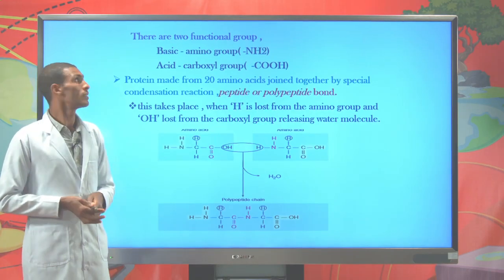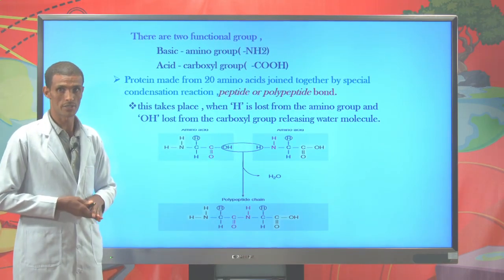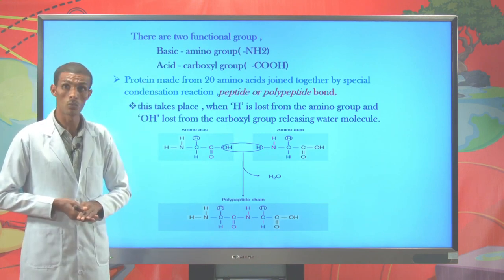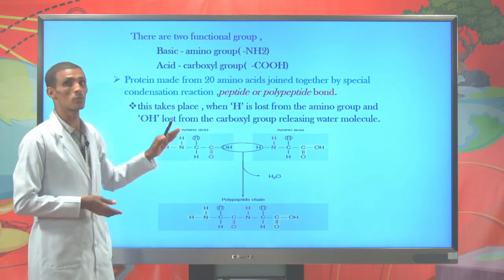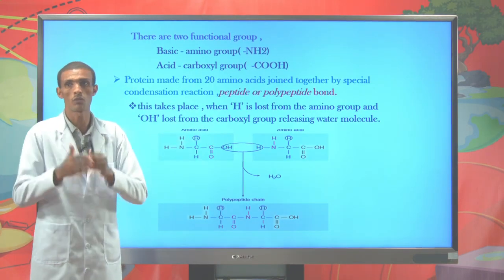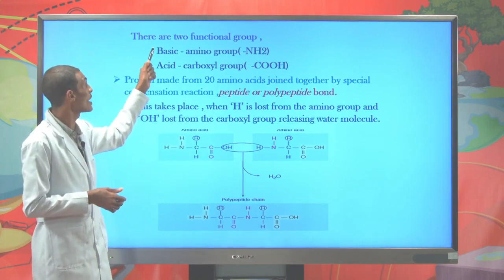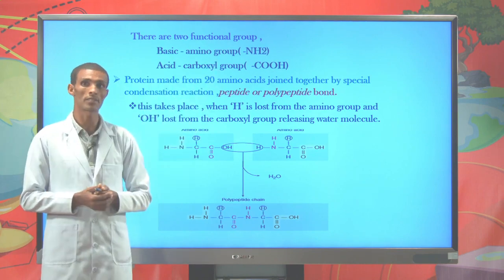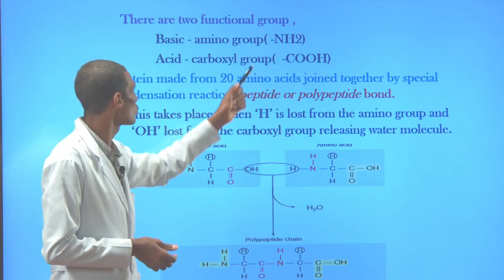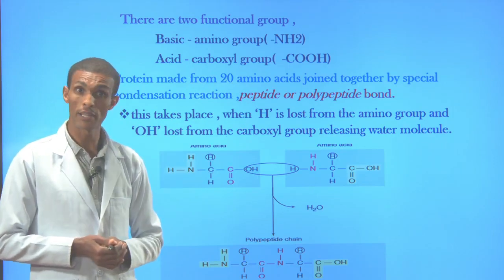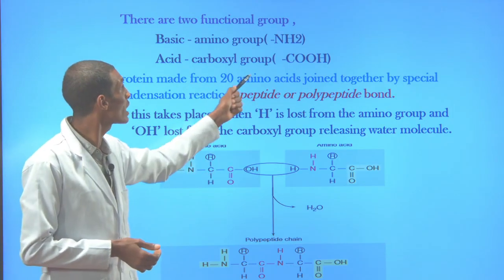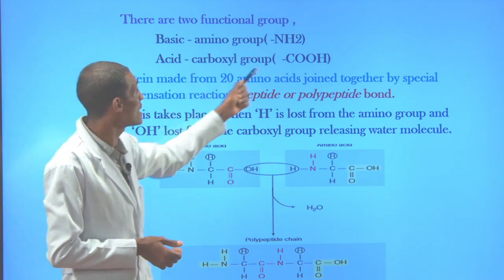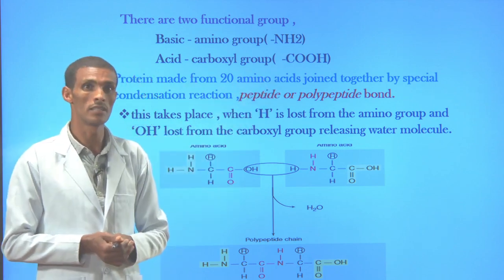Protein, like the earlier carbohydrates, is made from two functional groups. We said that monosaccharides are made from two functional groups, the aldose and ketose parts. Whereas protein is made from two functional groups again: a basic functional group, the amino part, and an acidic functional group, the carboxyl part. I told you before, lipid contains fatty acid, which is a carboxyl, acidic part. So lipid and protein share the carboxyl functional group.